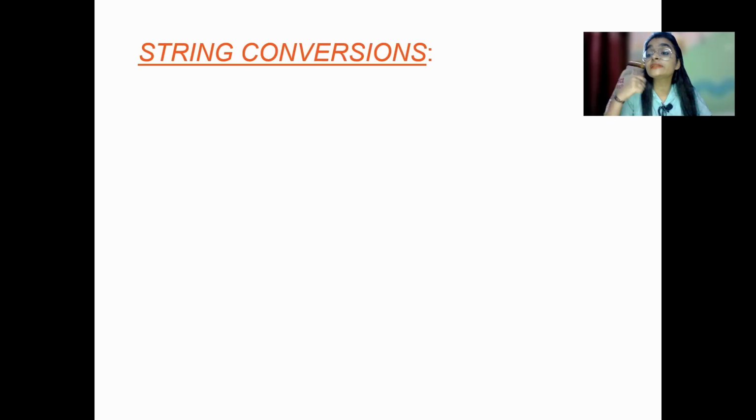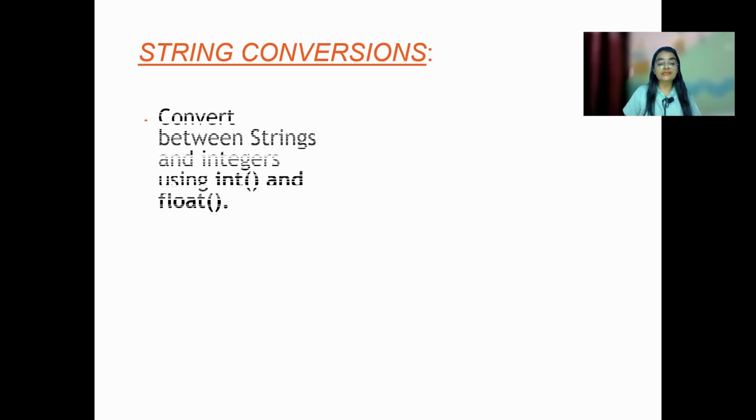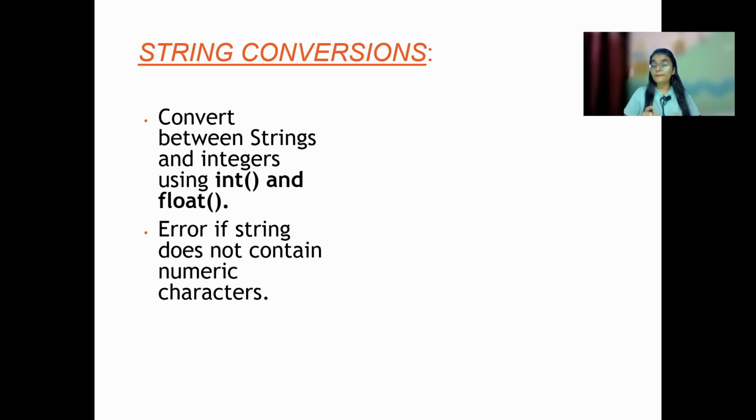But if I take an example like 1, 2, 3, 4 or 4, 5, 6, 7, that is nothing but the integer format, that is the numeric format. And if we have a string containing the numeric part, that can actually be converted into integer type or float by using string conversion, right? So the idea is that we can convert between strings and integers using int and float. And there would be an error if the string does not contain numeric characters. If the string doesn't contain any numeric character, then it will show you an error.